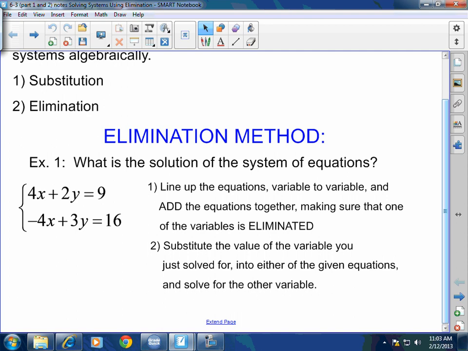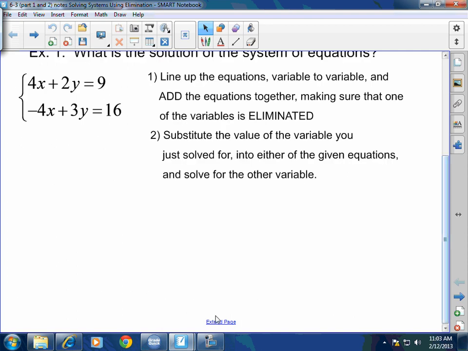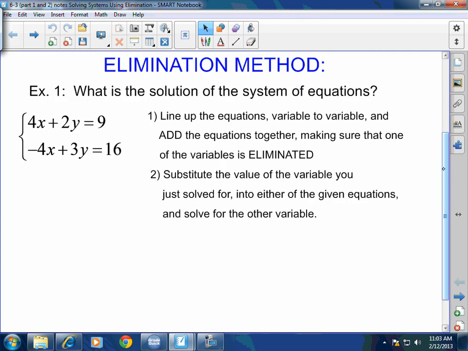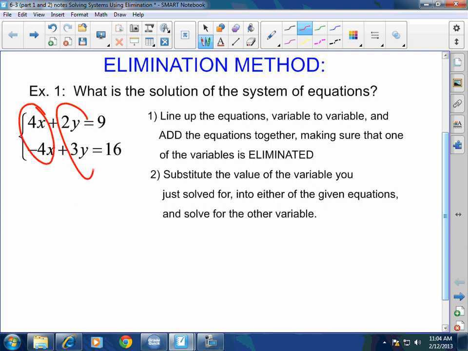Elimination method. What is the solution of the system of equations? They give you two equations here. In substitution, we would start solving for either the x or the y. We're not going to do that anymore. With elimination, what's going to happen is as follows. Number one, line up the equations variable to variable. What does that mean? X to x, y to y. And add the equations together, making sure that one of the variables is eliminated.